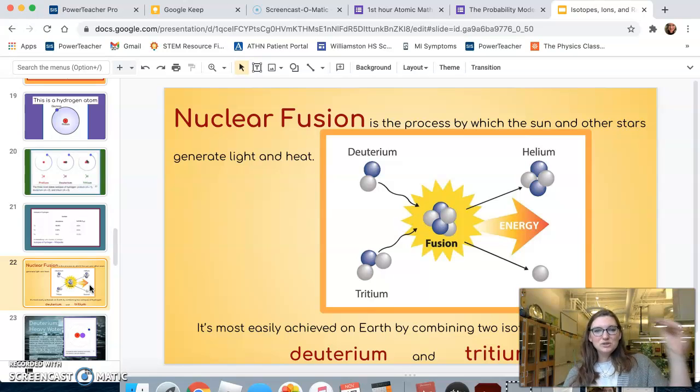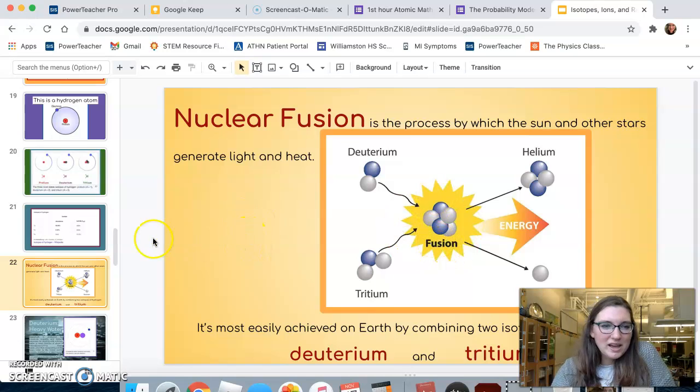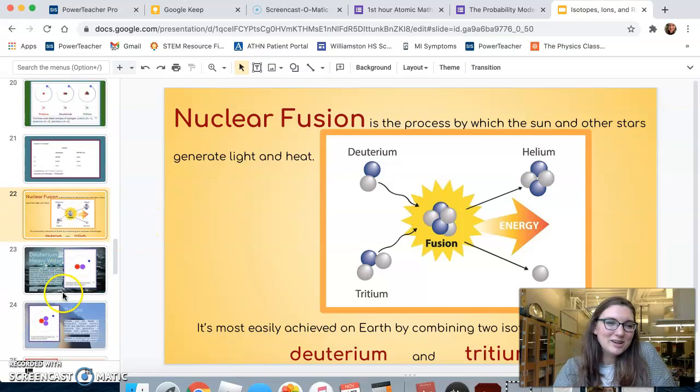So if you take a deuterium atom and you take a tritium atom, which are both hydrogen isotopes, you smash them together, they fuse, produce a ton of energy, and you get a helium atom, and you get a neutron that flies off. And neutrons are crazy. They're super radioactive. They can go through almost anything. This is a very, very powerful thing that happens here, and we've been able to produce this on Earth.